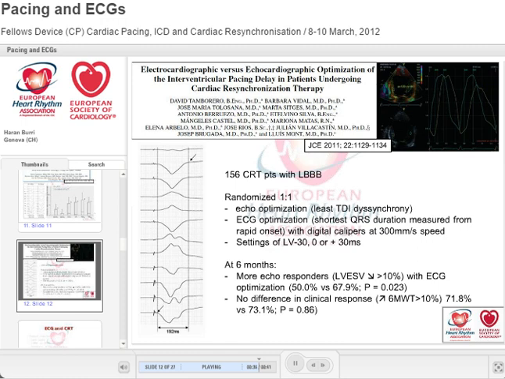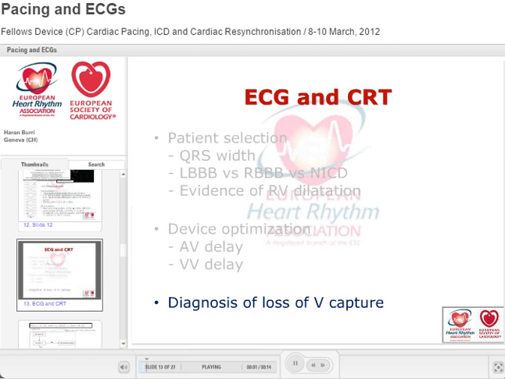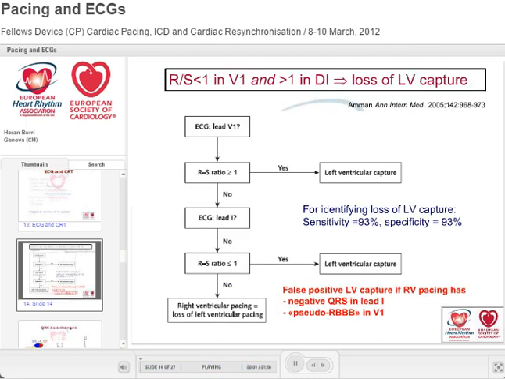So that's just to give you an idea of the importance of ECG in CRT. And I'd like to focus a little bit more now on the diagnosis of loss of capture, either RV capture or LV capture in CRT. This is important not only for exam, but also for patient follow-up. So there are currently 2 published algorithms.